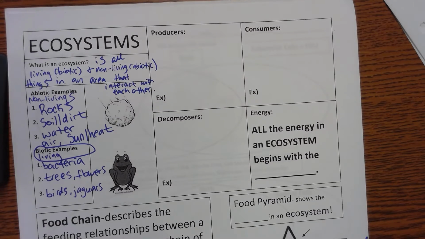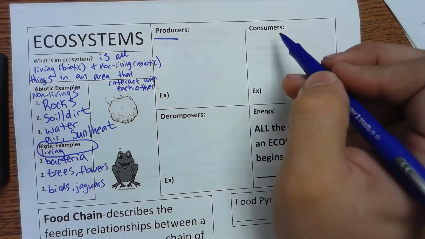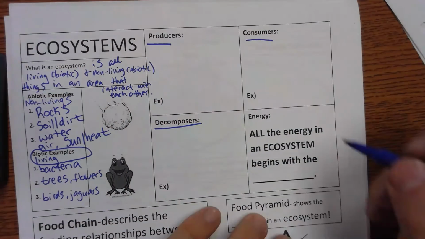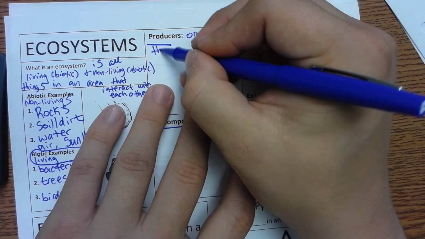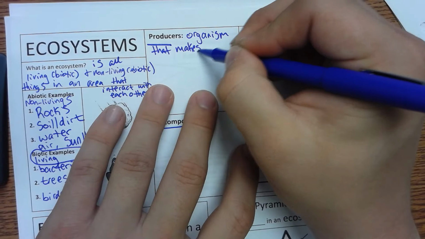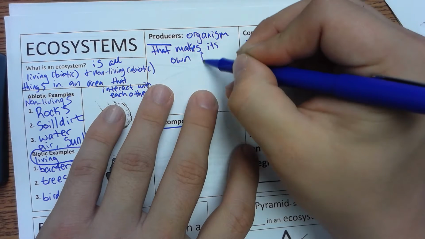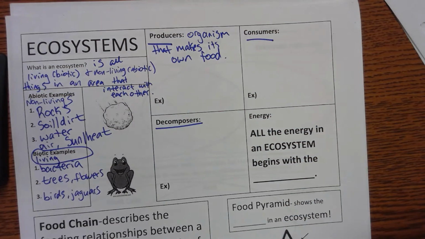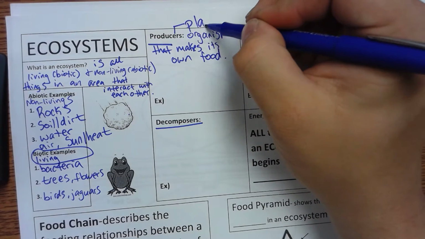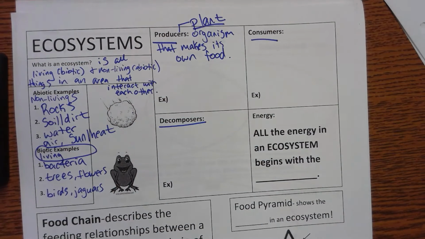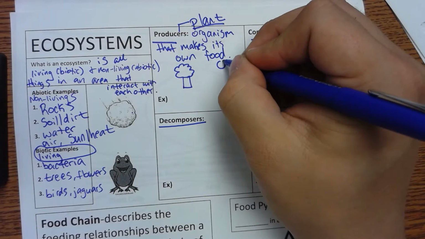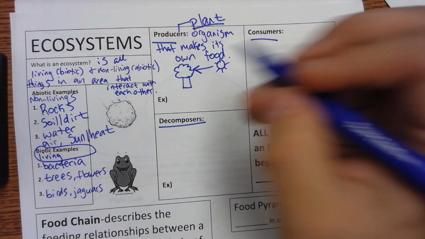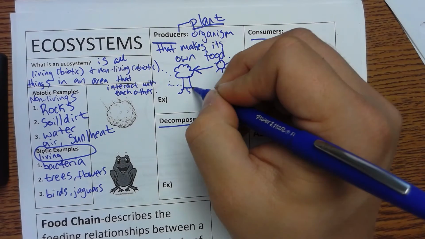Okay, in an ecosystem, you have producers, consumers, and decomposers. A producer is an organism or living thing that makes its own food. Producer is a fancy word for plant. So when you think producer, think plants. Plants cannot go to Chipotle and get a burrito. A plant, like a tree, has to make its own food. How do they make their own food? We'll talk about that later, but you should remember they need sun, they need water, and they have a lot going on with photosynthesis. Okay?